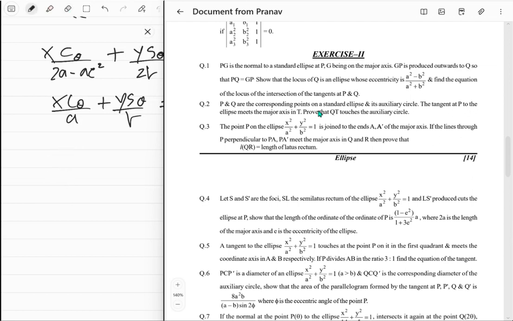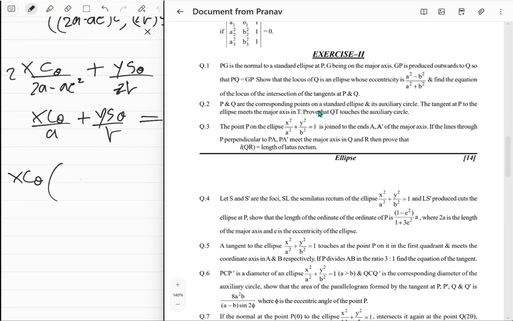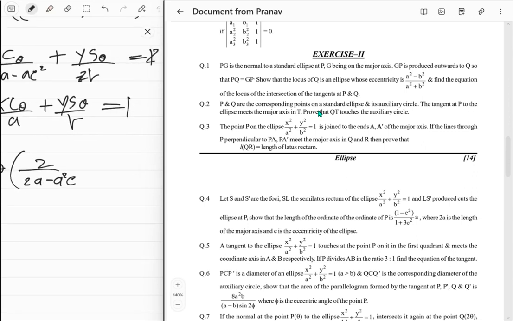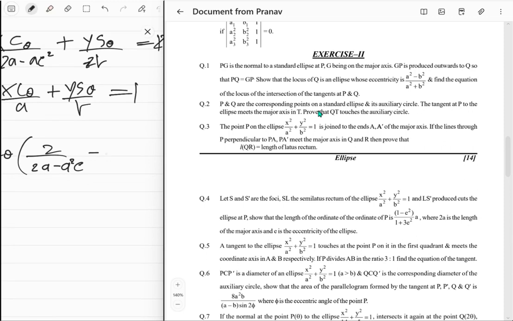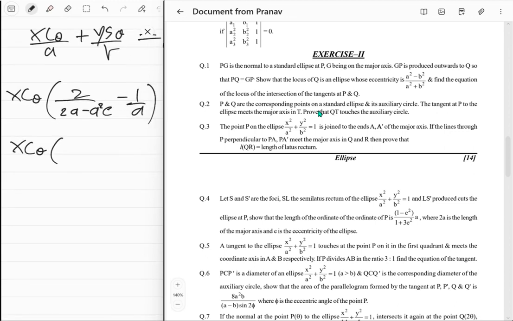Okay, understandable. So I just want to get rid of theta somehow, right? Well, one thing we can do is just multiply this by 2, and then you get this thing, and then subtract, and you get x, and from there you get y. It's just painful. But what other choice do we have? Just keep on going. Hopefully we'll get something nice. So x cosine theta, and then you got 2 upon 2a minus a e squared, and then minus this, so minus 1 upon a, that's equal to 1. So x cosine theta times, oh god, yeah, not really helpful.